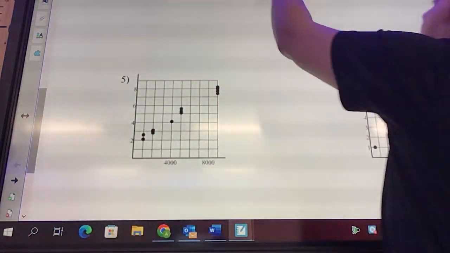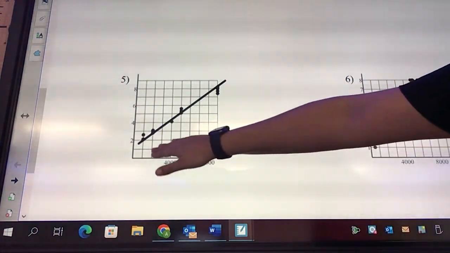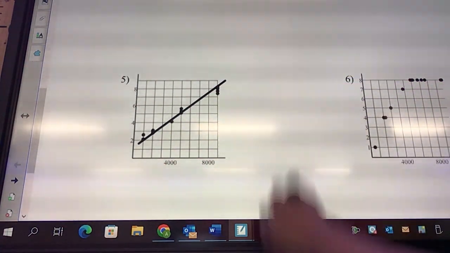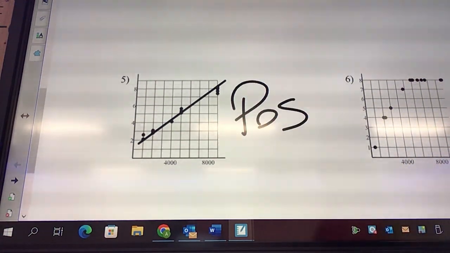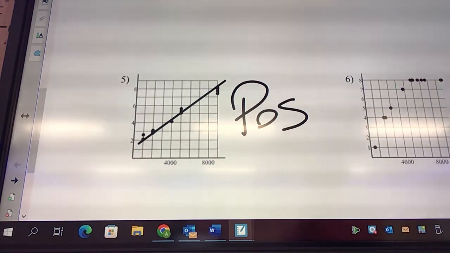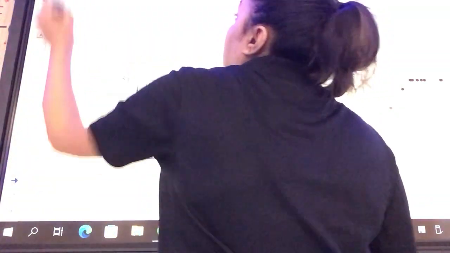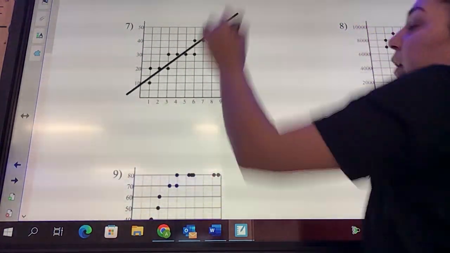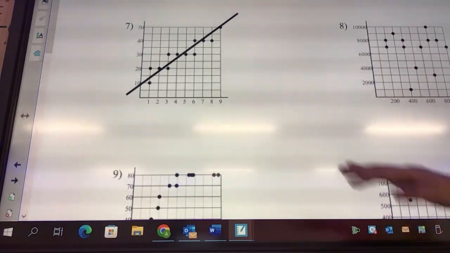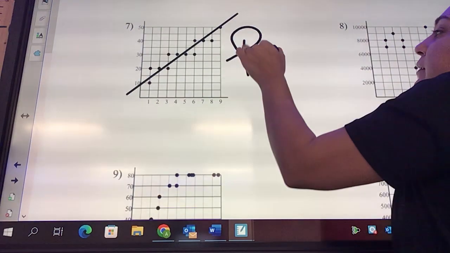If we look at 5, we drew a straight line and they're all kind of connecting, so that is going to be a positive correlation. Okay, 7, draw a line. You can see that for the most part, from this axis to the end, they're going up. So this is going to be a positive correlation.